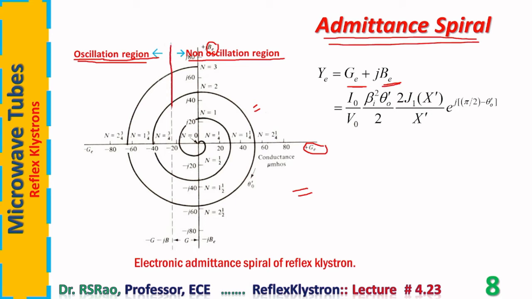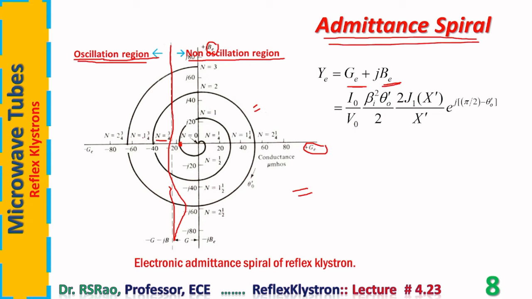This is one aspect. Another aspect that should not be missed is, notice the point against which n equal to 3 by 4. What is the location of this point? It is in a non-oscillation region. Hence, 3 by 4 mode is not possible.